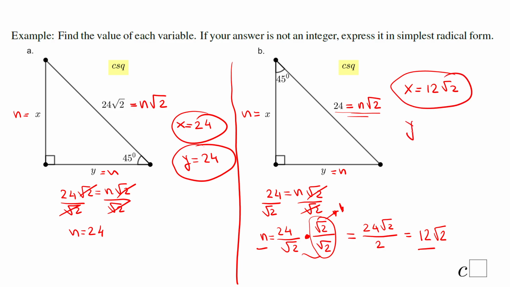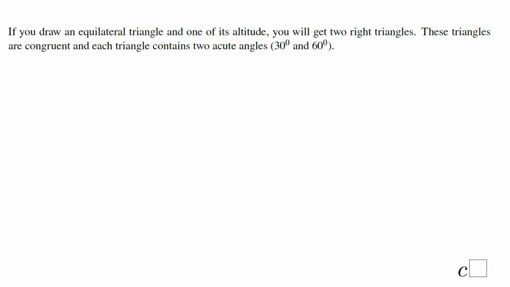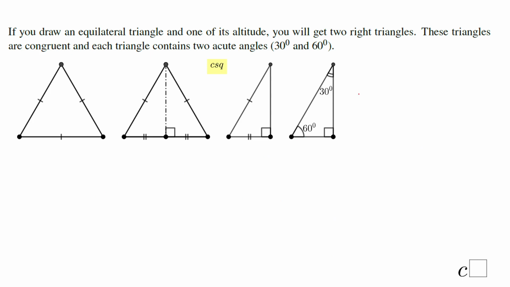And we also have y, which is also n. So it's going to be 12 square root of 2. The next special triangle, and the last one, is what we call a 30, 60, 90.